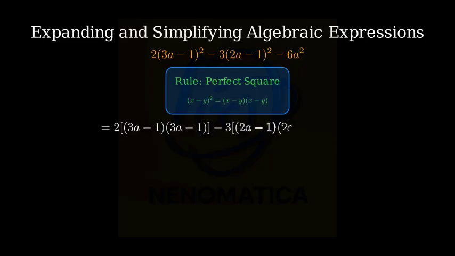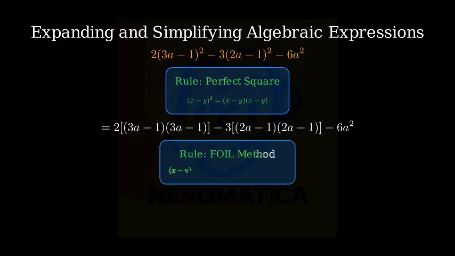So our expression becomes 2 times the product of 3a minus 1 with itself, minus 3 times the product of 2a minus 1 with itself, minus 6a squared. Next, we'll use the FOIL method to expand each of the binomial products. The FOIL method stands for first, outer, inner, last, which helps us multiply two binomials together systematically.